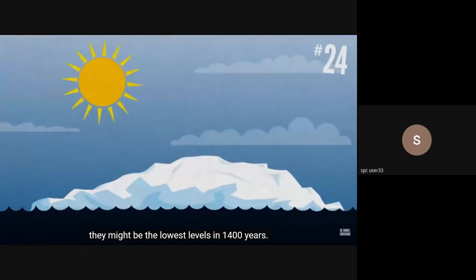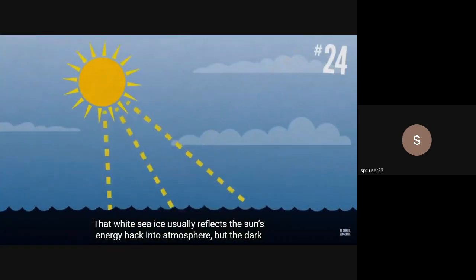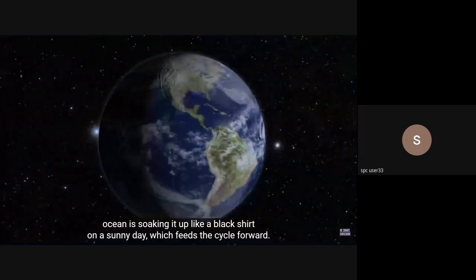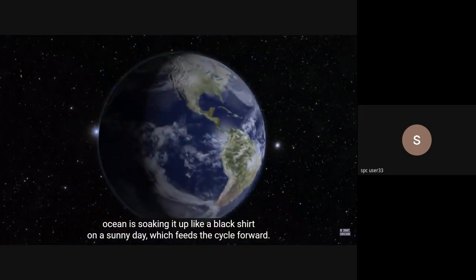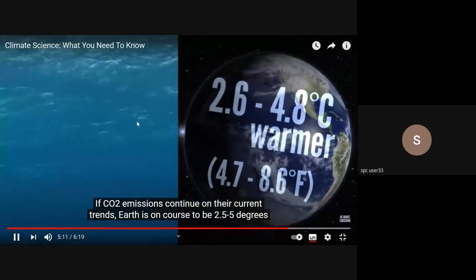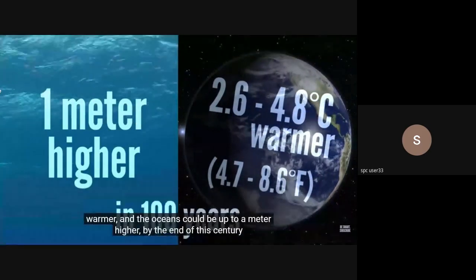That white sea ice usually reflects the sun's energy back into the atmosphere, but the dark ocean is soaking it up like a black shirt on a sunny day, which feeds the cycle forward. If CO2 emissions continue on their current trends, Earth is on course to be 2.5 to 5 degrees warmer. The oceans could be up to 1 meter higher by the end of this century.